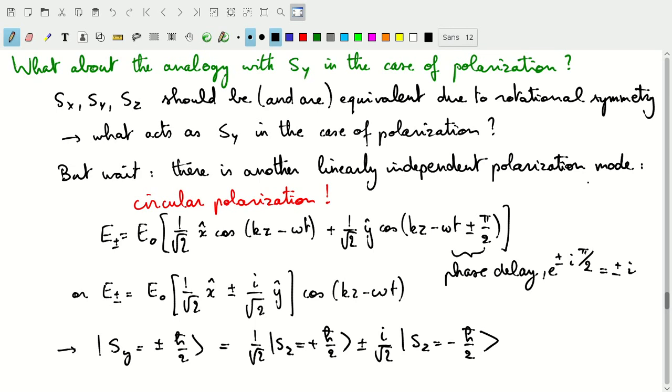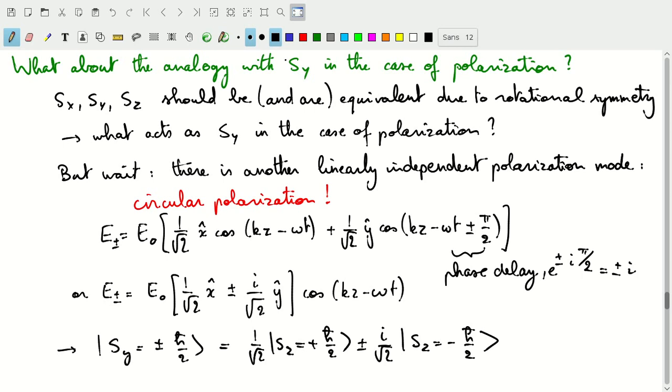So in the case of the Stern-Gerlach experiment, we could also take a field gradient through which our silver atoms go that is in the y direction, and there's no preference for x or y or z directions in the Stern-Gerlach experiment. They're all equivalent due to rotational symmetry. So can we come up with something similar, something that's analogous to this Sy component in the case of light polarization?